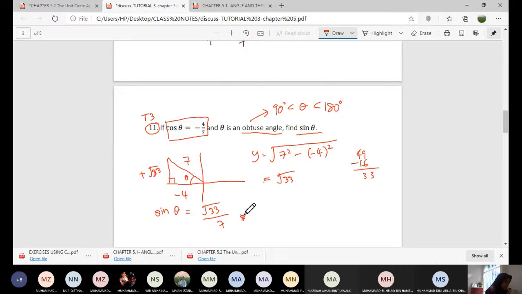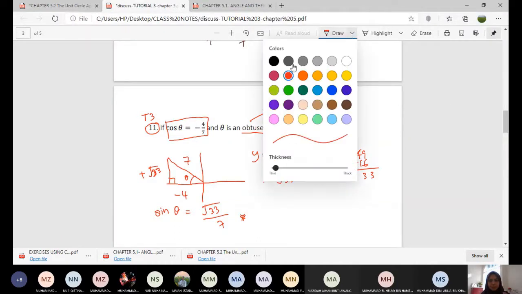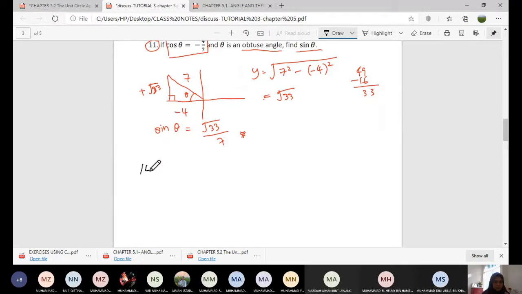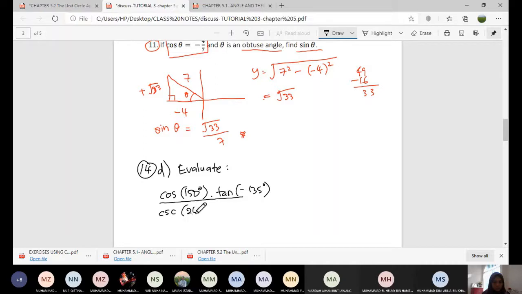Tutorial question number 14D. Tutorial question 14D: without using a calculator, evaluate cos 150 degrees times tangent negative 135 degrees over cosecant 240 degrees times secant negative 960 degrees.